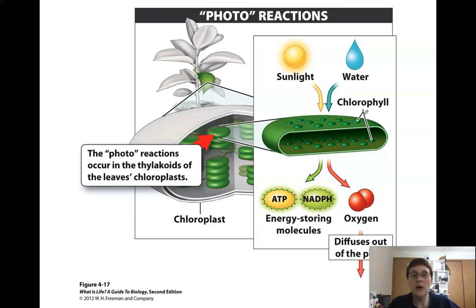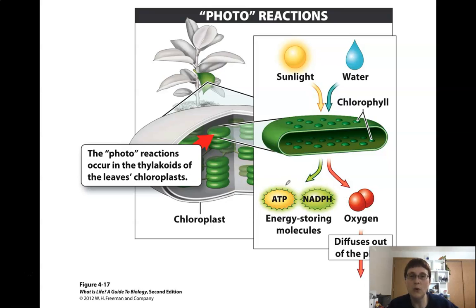This is also where our chlorophyll is. So the chlorophyll is going to be the pigment that's going to capture that light. Now remember, they're not going to capture all of the different spectrums of that light, but they're going to capture most of it. And through the process of using that sunlight and the water, the chlorophyll is going to capture the sunlight and it's going to turn it into these energy storing molecules.